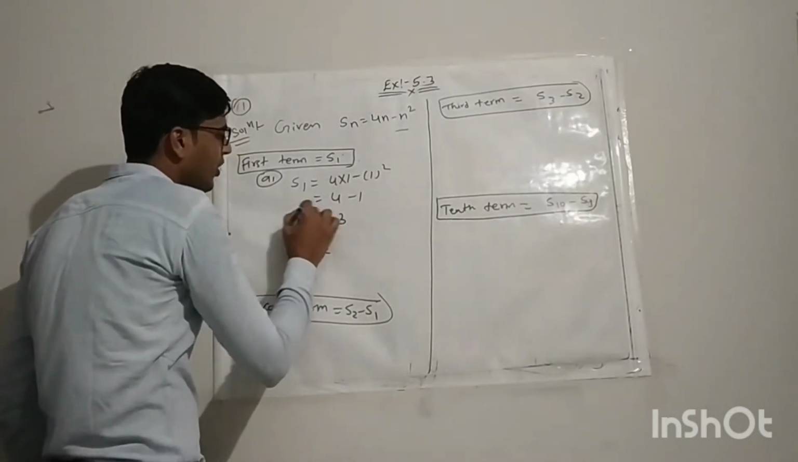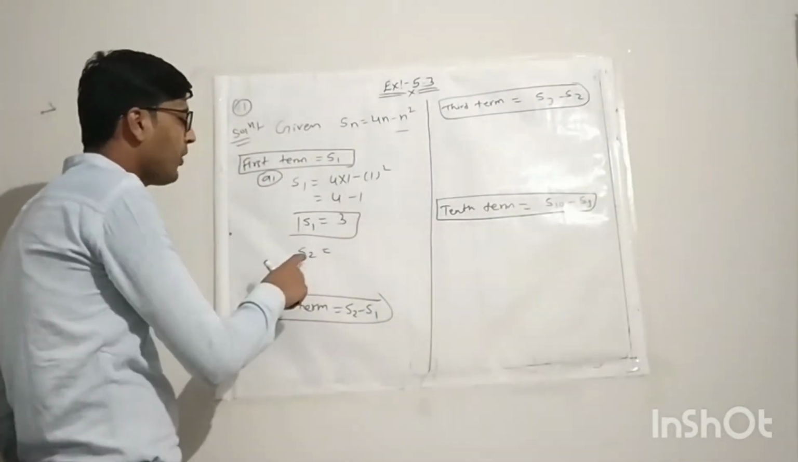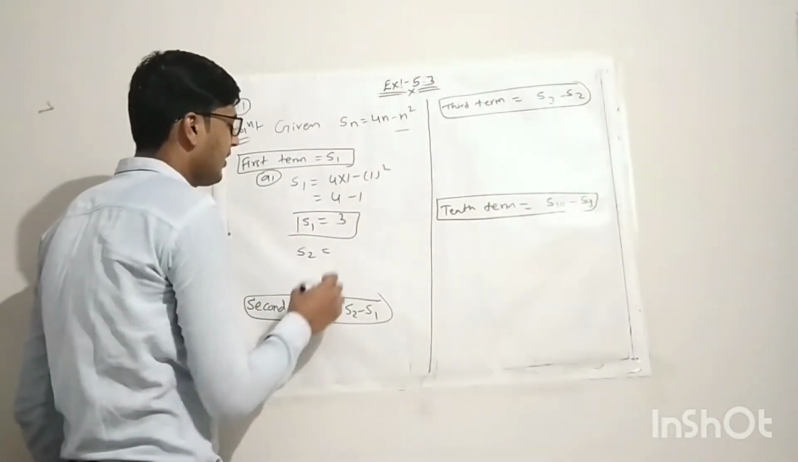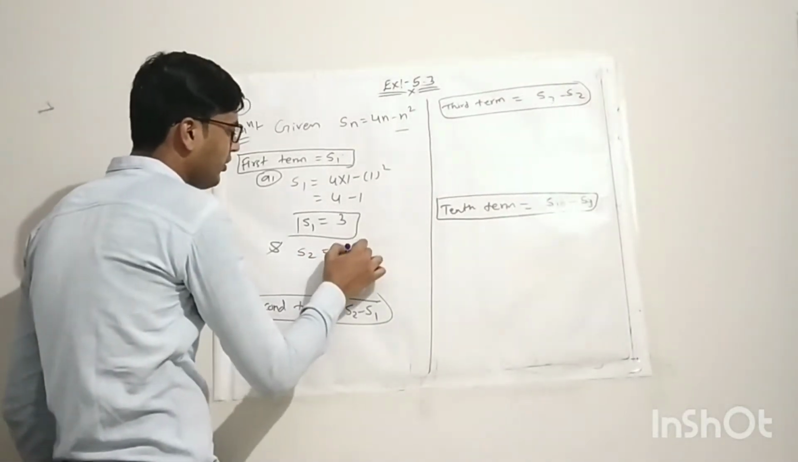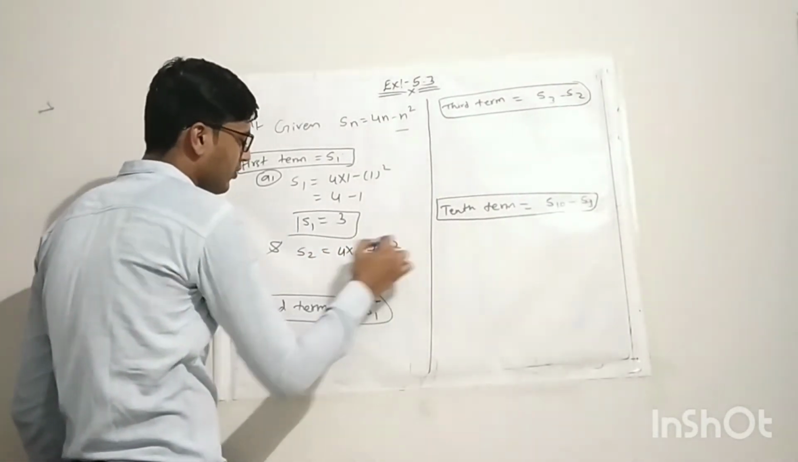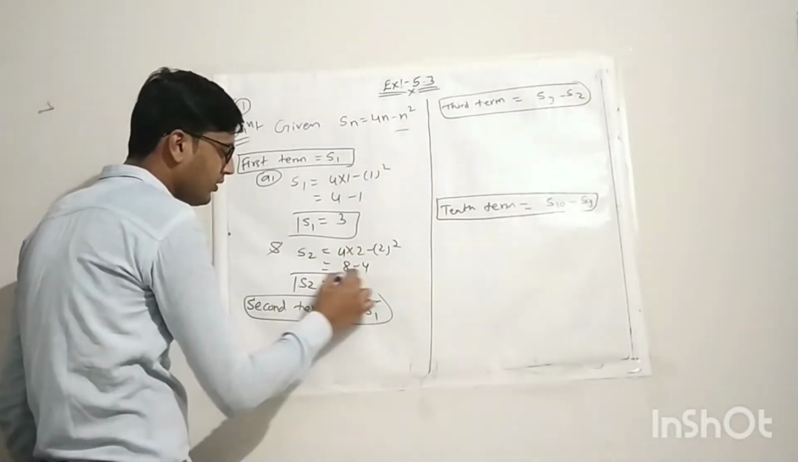So S1 is 3. Now we find S2. It means we put n equal to 2 in this equation, and we get S2. S2 is what? 4 into 2 minus 2 squared. So 4 2s are 8, minus 4 equals 4.